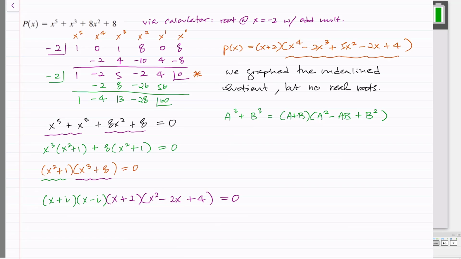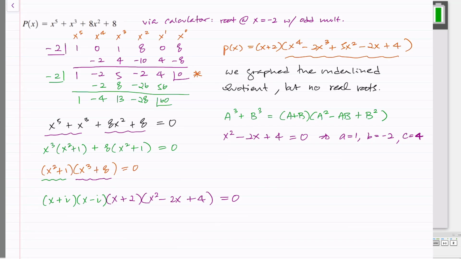And so we're not quite home yet. We have a quadratic right there, and trust me, it's not going to factor. You're going to have to use the quadratic formula. So let's do that right here. If we have x squared minus 2x plus 4 is equal to 0, that would suggest that a would be 1, b would be negative 2, and c would be positive 4.